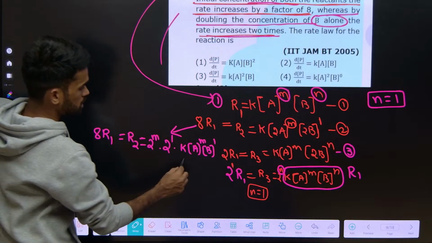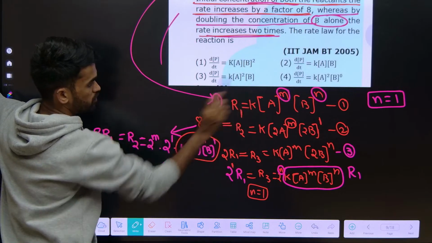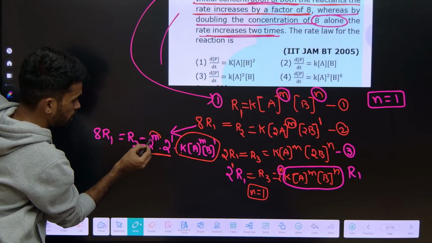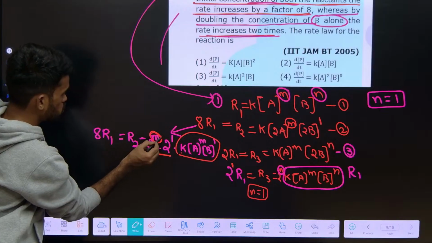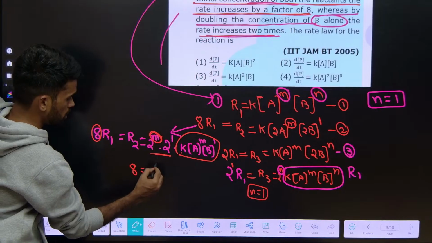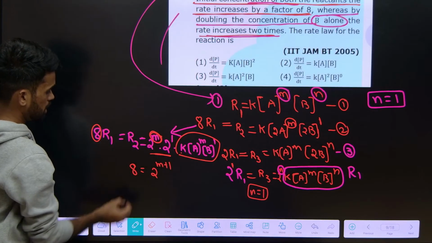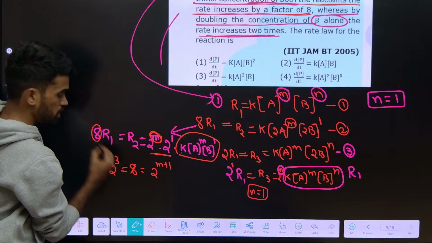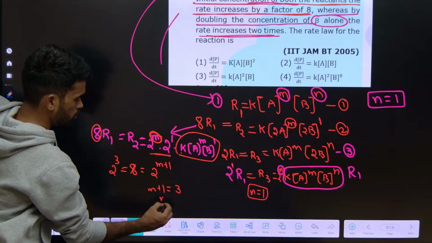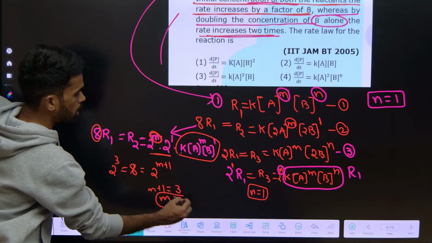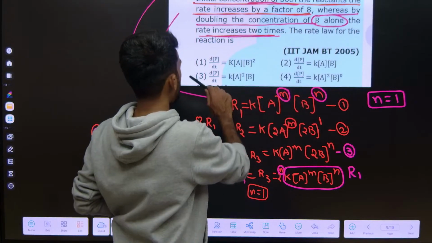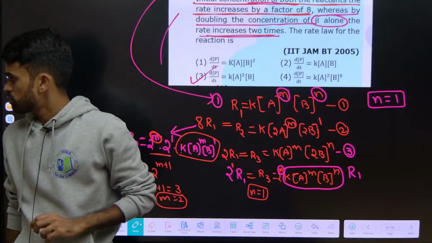If you see, this data is the same as the first equation. So look at these values: what is the value of m I can place so that it becomes 8 here? So 2 power m plus 1 should equal 8. This is nothing but 2 power 3. So m plus 1 equals 3, so m equals 2, that's it. So the order with respect to A is 2, and the order with respect to B is 1. So option 3 will be the perfect option for the question.